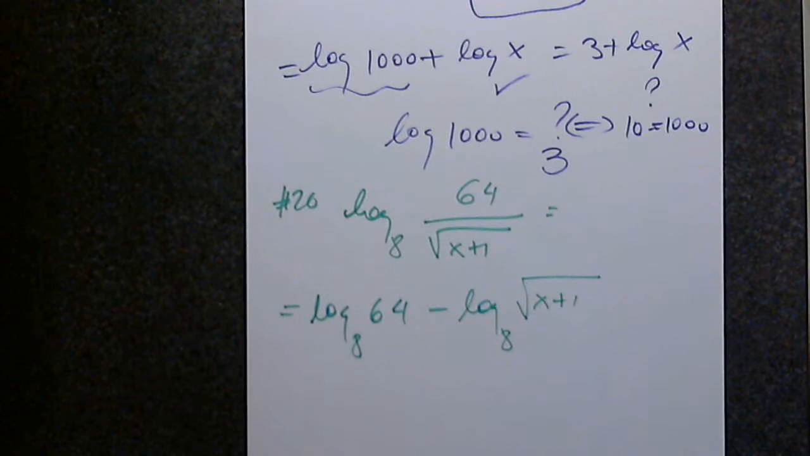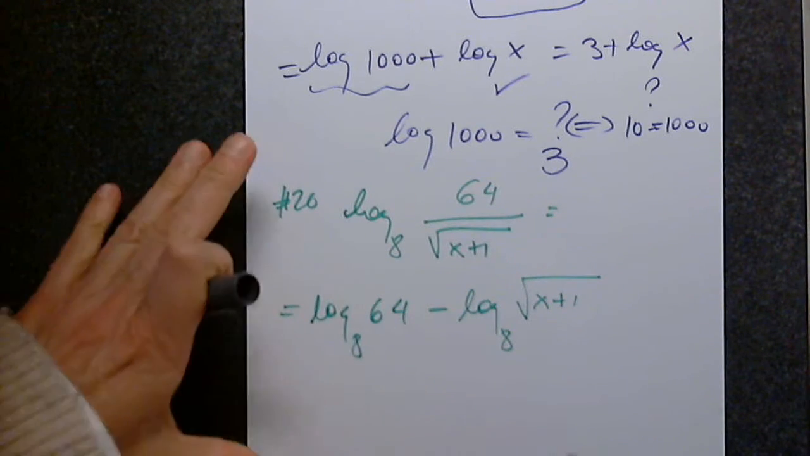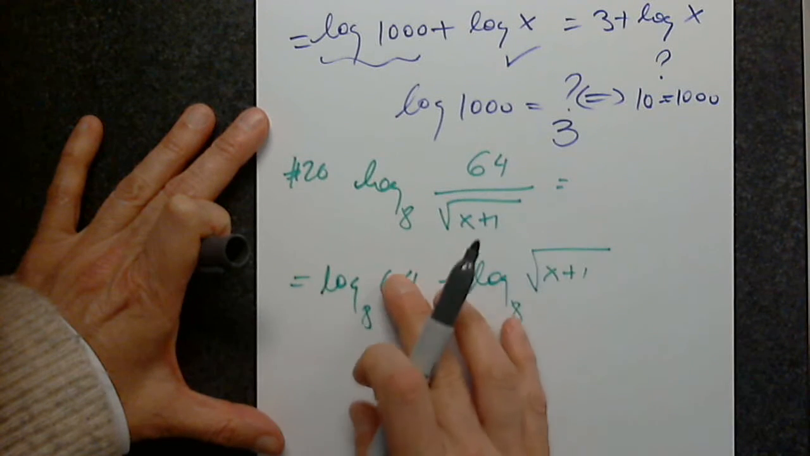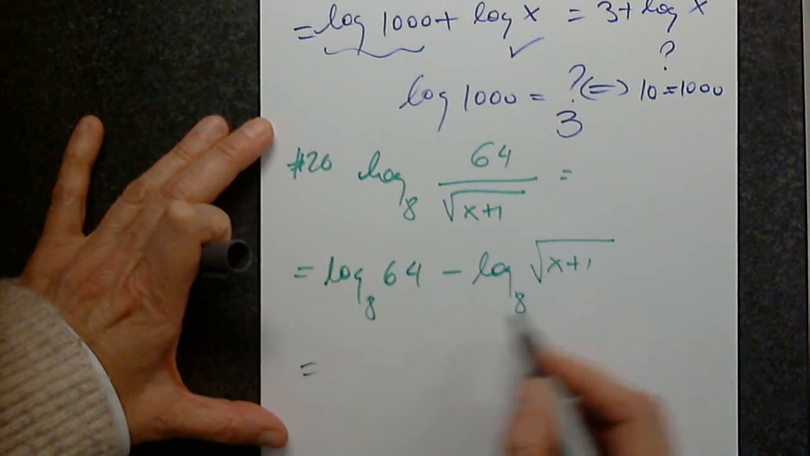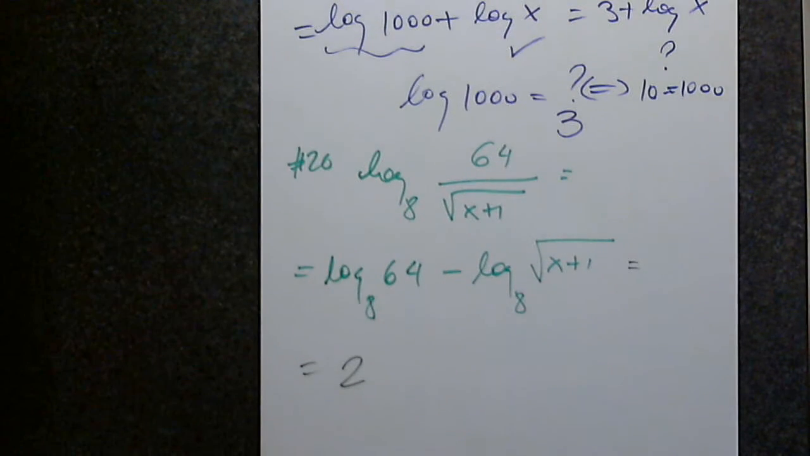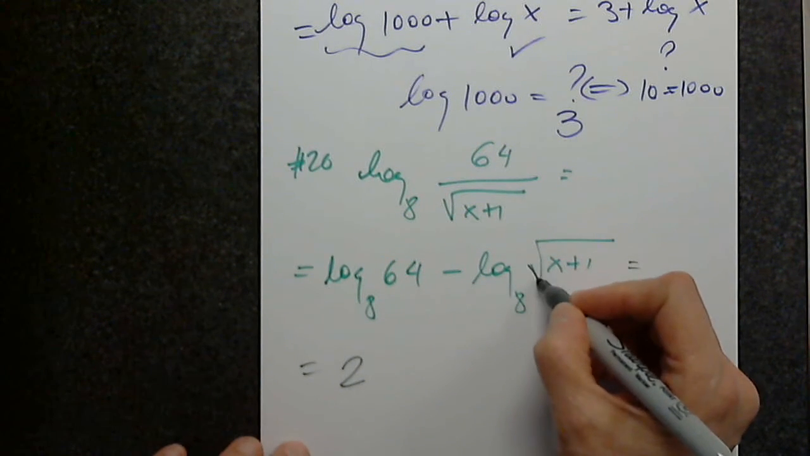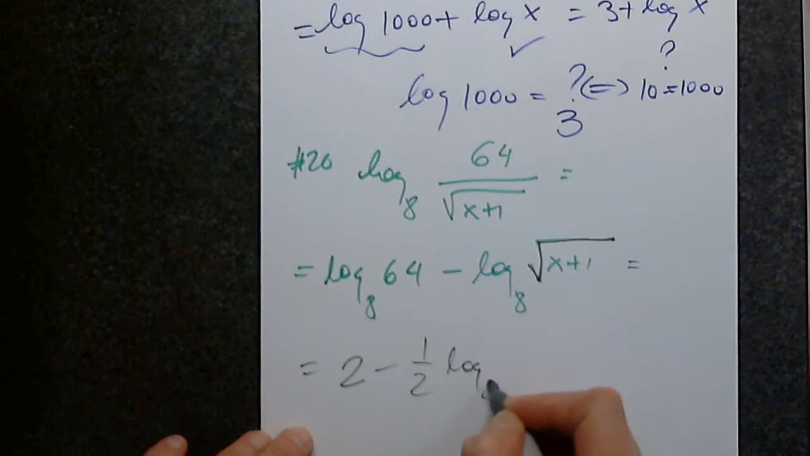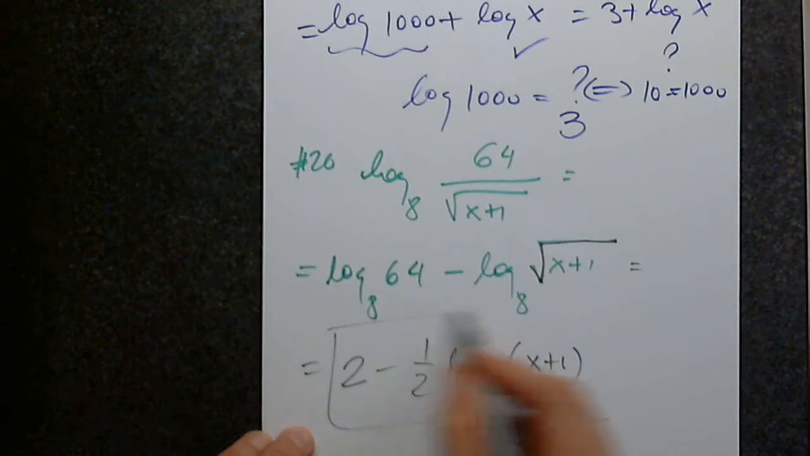I should have mentioned that. Of course, once I have log base 8, the same base applies to everything I write. Well done. But now the question is here. 8 raised to which power is 64? 2. Indeed, so that part is 2. What power is the square root? 1/2. So minus 1/2 log base 8 of x plus 1. And this is it.